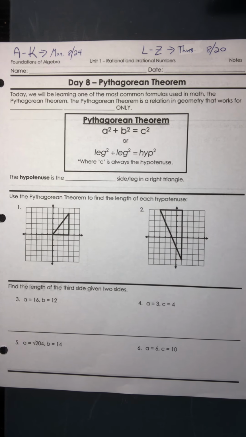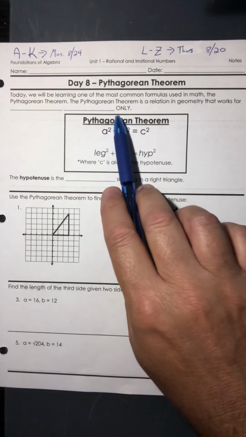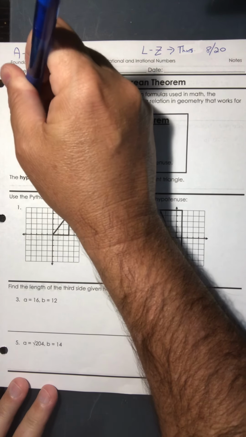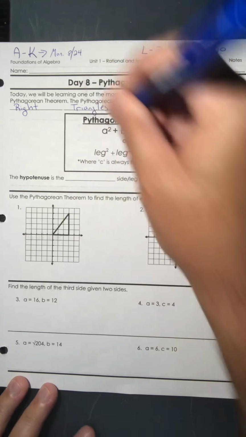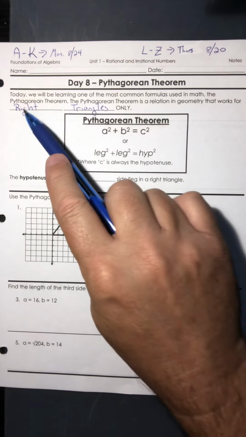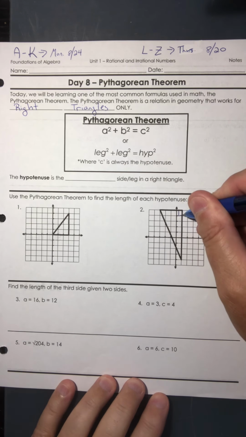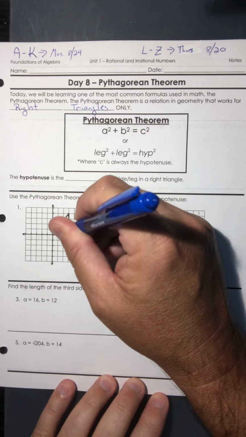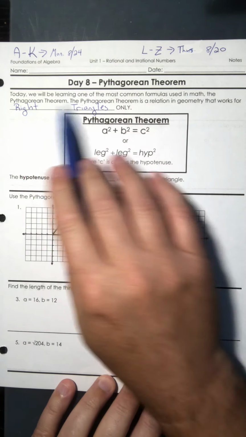All right, the first thing is, the Pythagorean theorem is a relation in geometry that works for a certain type of triangle, and it works for right triangles only. So to use this theorem, which most of you have probably at least seen before, it only works with right triangles. If you look down here, right triangles are the ones where two of my legs make a perfect L, whether it be upside down, sideways, whatever. But this angle right here is 90 degrees. That's what makes it a right triangle.